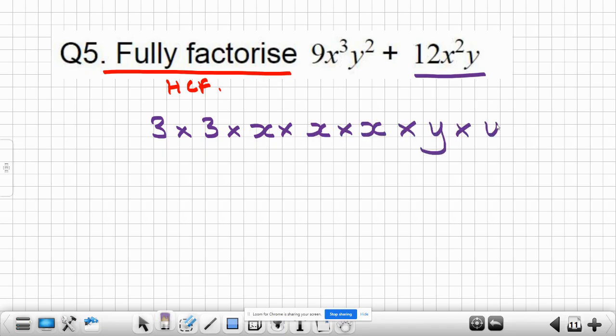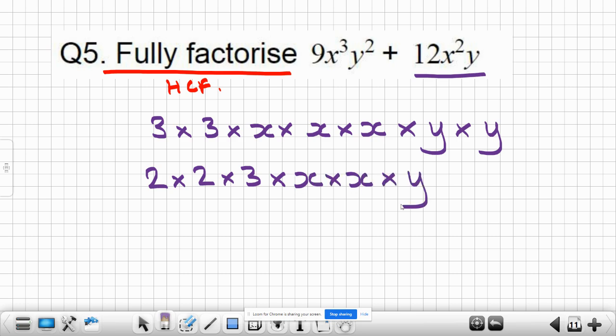Okay, and don't forget, any moment you can stop this, pause this video, have a think about it, or try things out. 12 is 2 times 2 times 3 times x times x times y. So there are those two terms. They're going to be added together in entirety. If we break it down, that's what they would be.